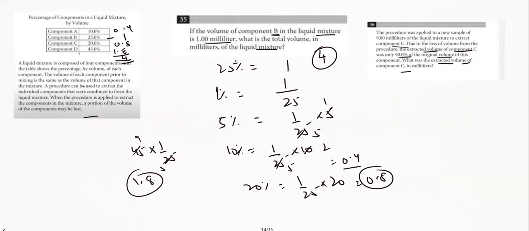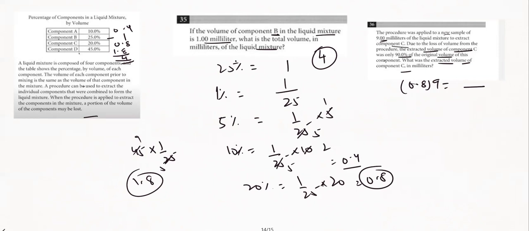So C according to this is 0.8. It says a new sample of 9 milliliters, so 0.8 in terms of 1 is multiplied with 9. Just a sec. The procedure was applied to a new sample of 9 milliliters of the liquid mixture to extract C.